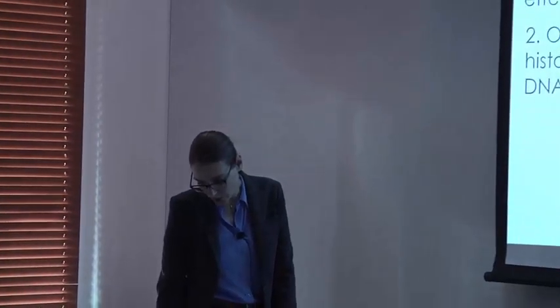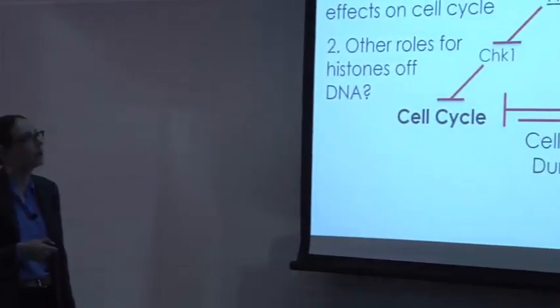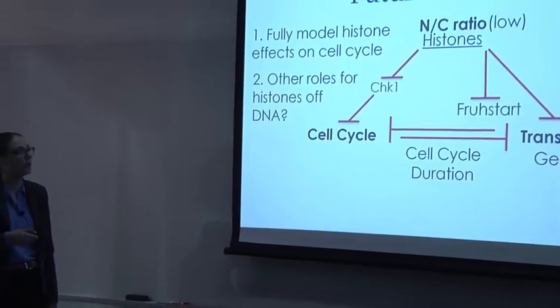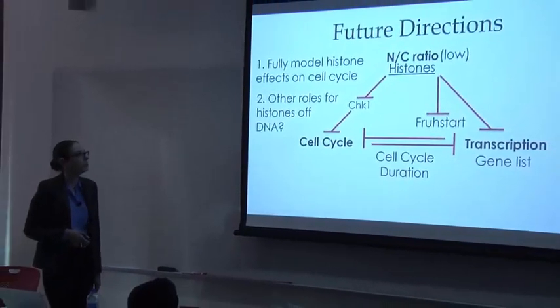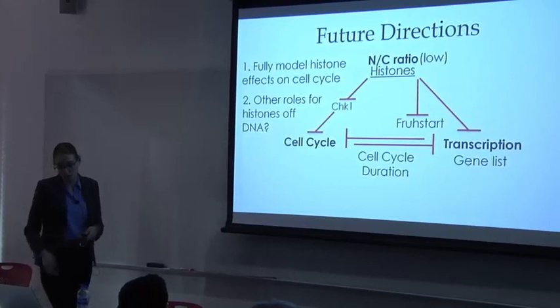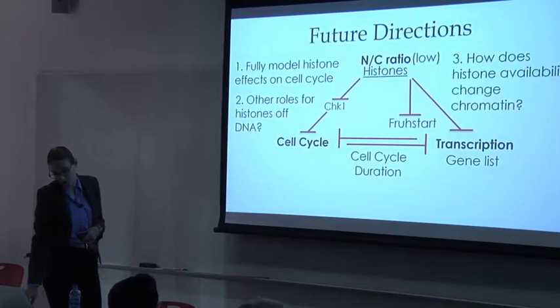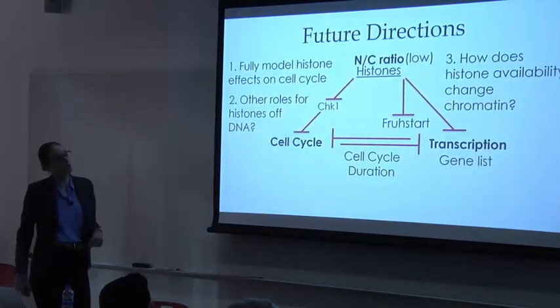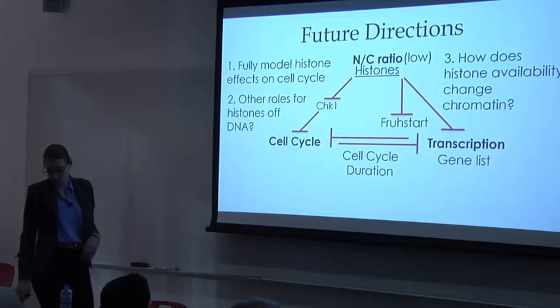Okay, I'll go through future directions really quick, if you guys don't mind. The things that we're interested in are fully modeling the effects of histones on the cell cycle. We want to figure out all of the parameters. Figure out if there are other roles, either the same role in other tissues, or other residues that are important on histones off of chromatin, and then understand how changing histone availability affects the chromatin.